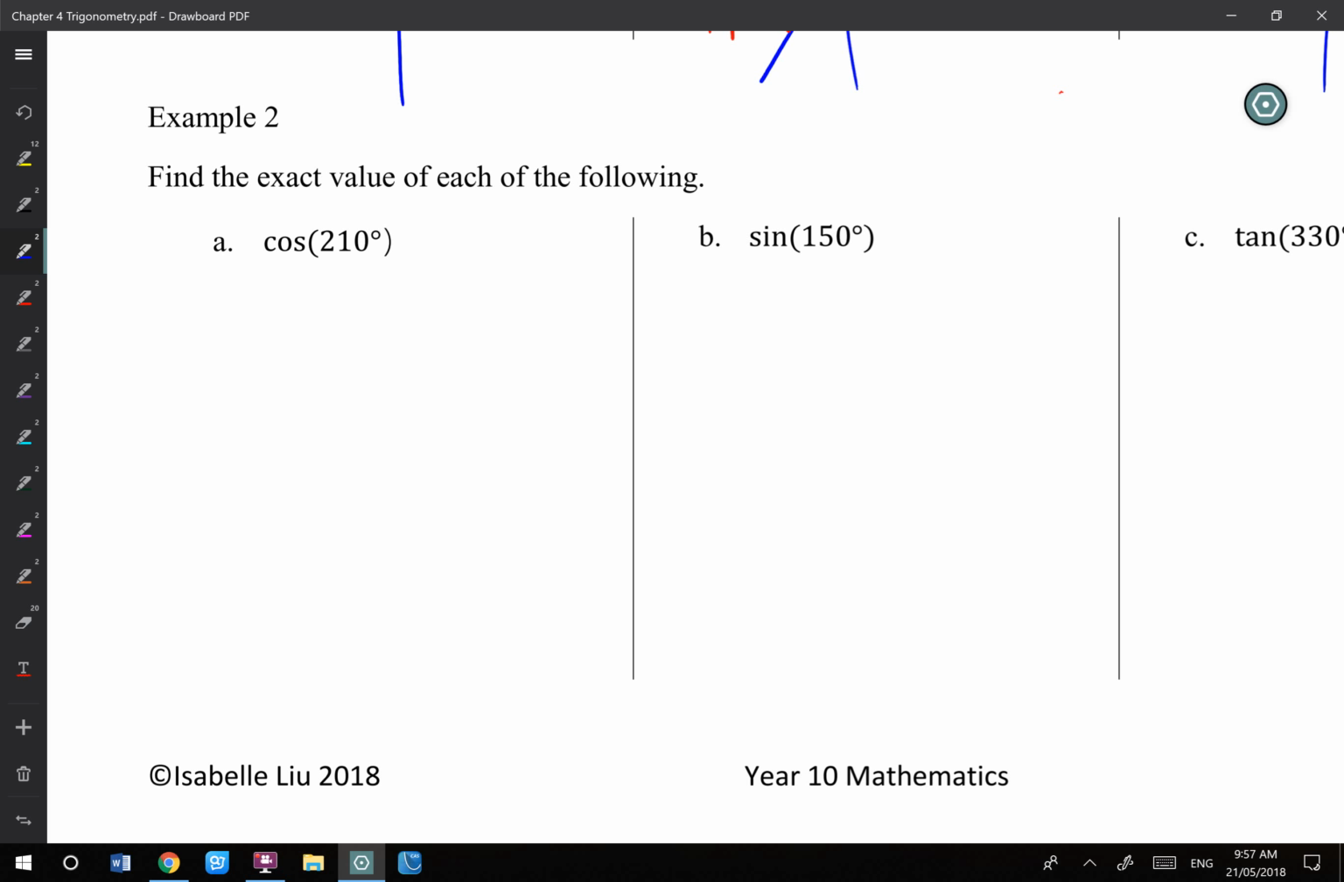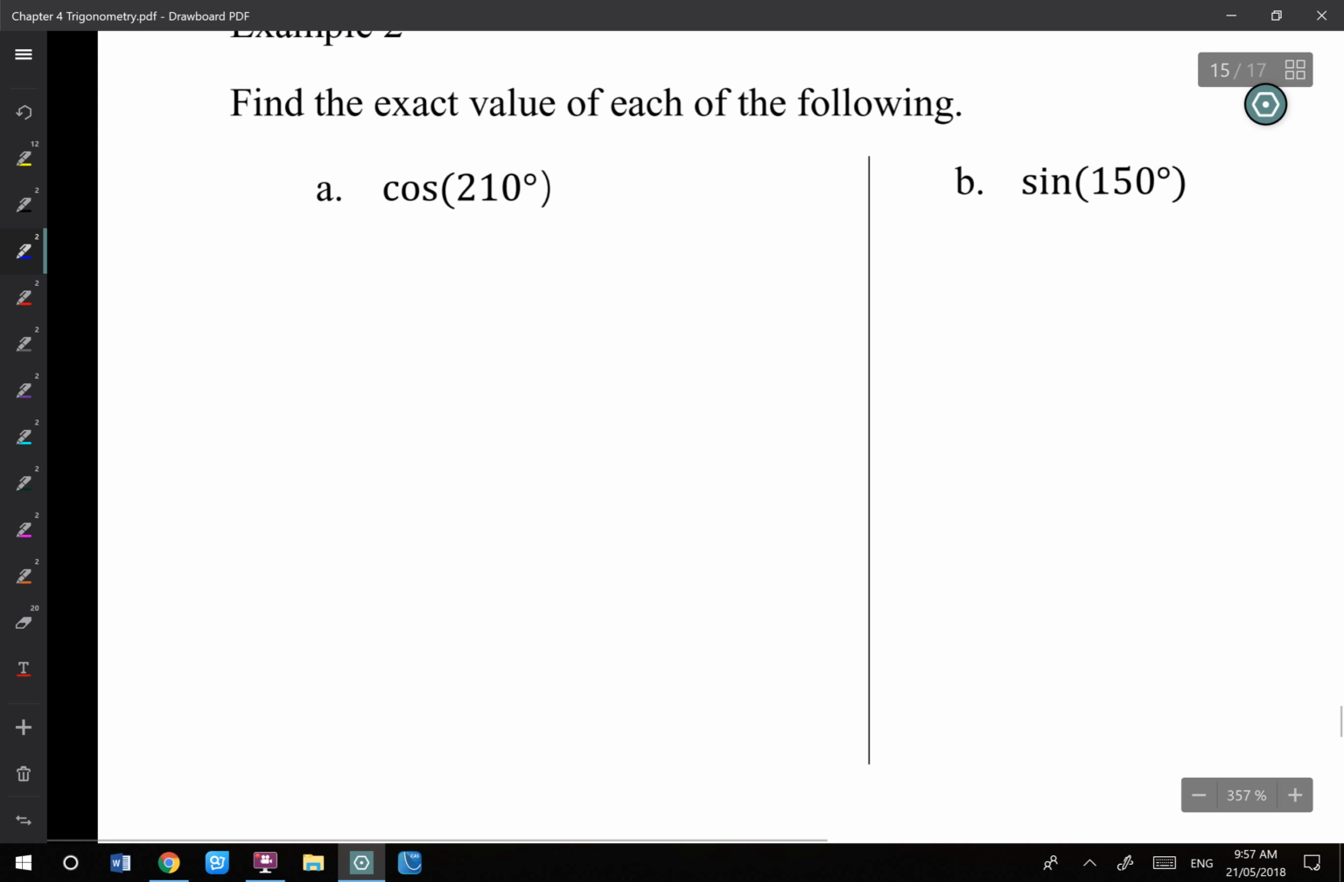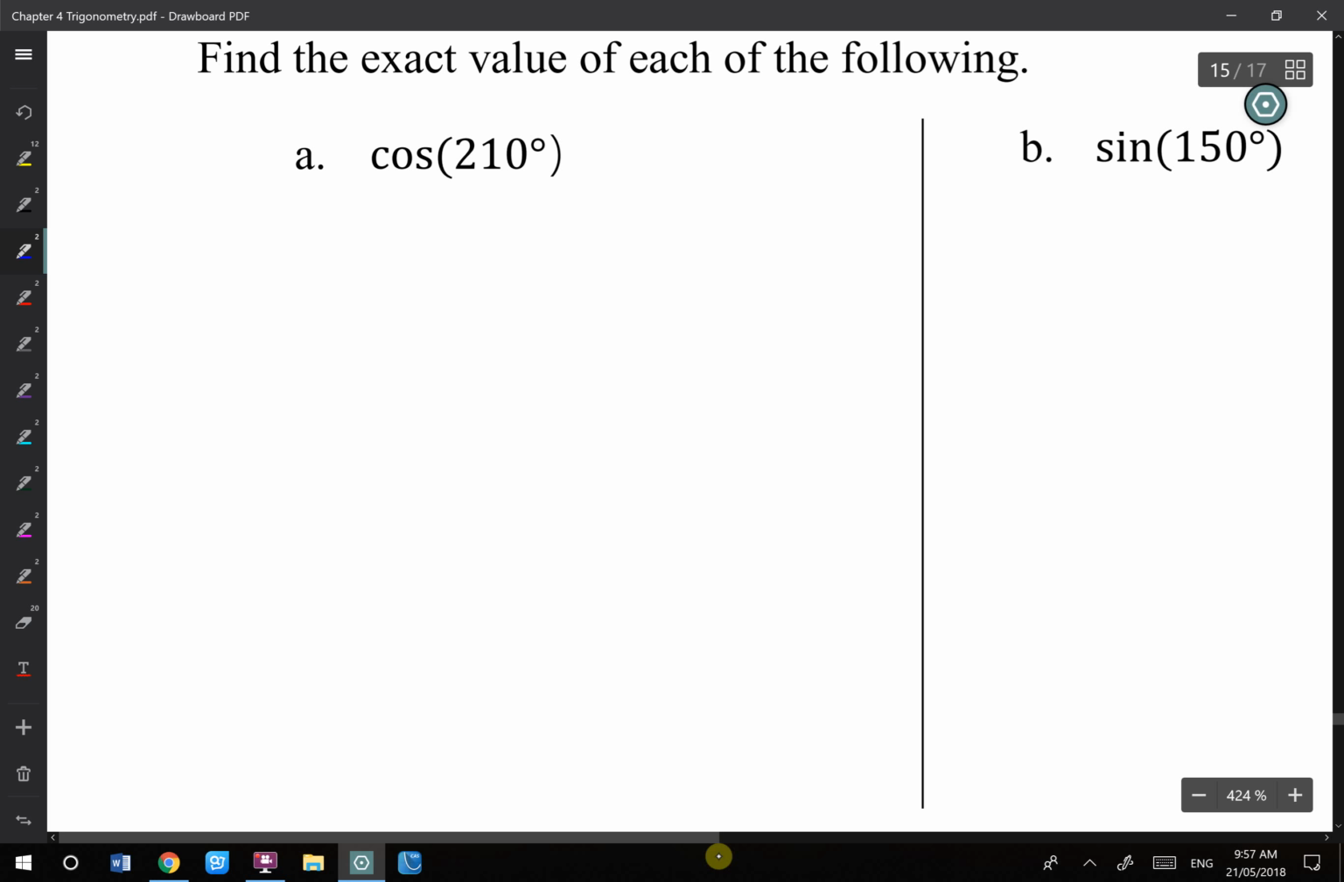So what I will do first is find the reference angle of this angle, 210. That's the first thing for how I want to evaluate that. I'll just go through this first, and you can see why we talk about the reference angle. 210 is approximately here.